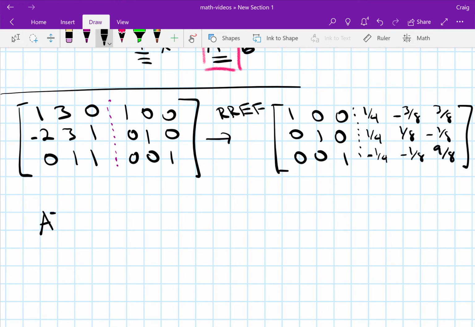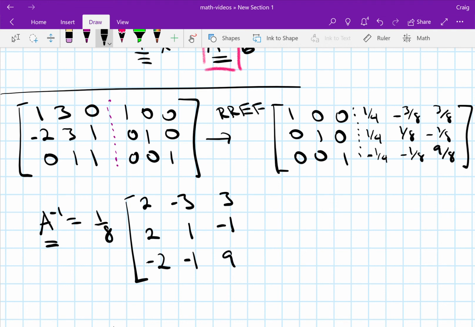So it must be that A inverse is equal to, let's just pull out a factor of 1/8, 2, minus 3, 3, 2, 1, minus 1, minus 2, minus 1, 9.